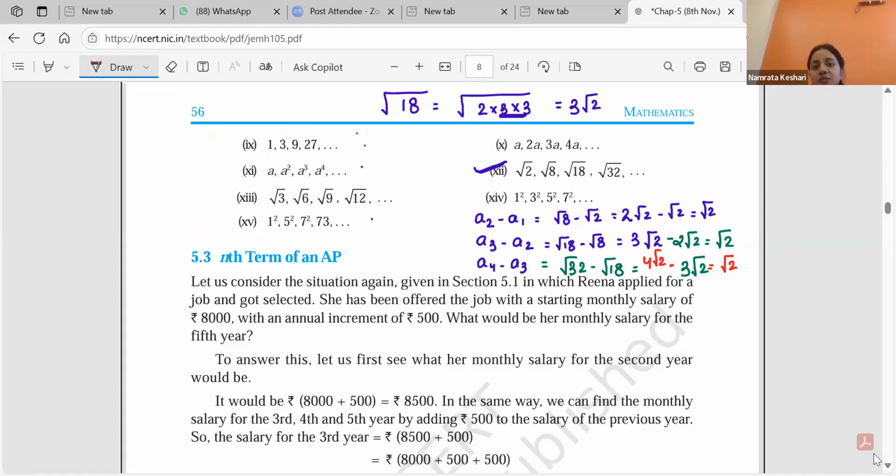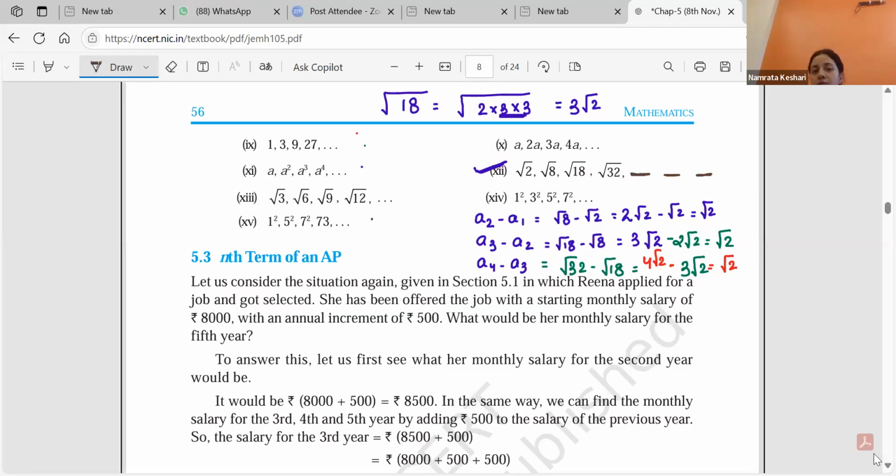Question number 12. We found the differences patiently and we found that all the answers are the same, hence it is an AP. The sequence is in arithmetic progression. Now we also have to say what the common difference is. Clearly the common difference, small letter d, is root 2. And then we also have to say what the next three terms will be.